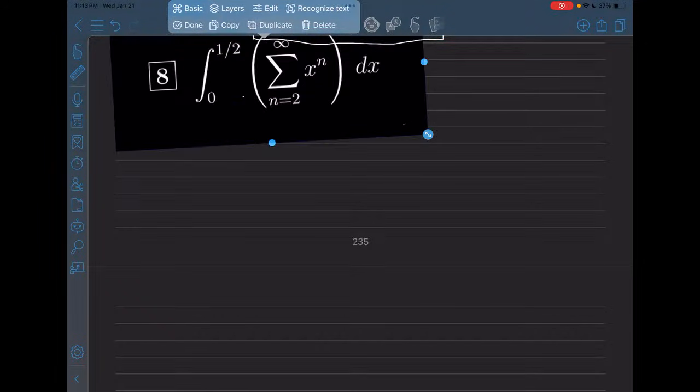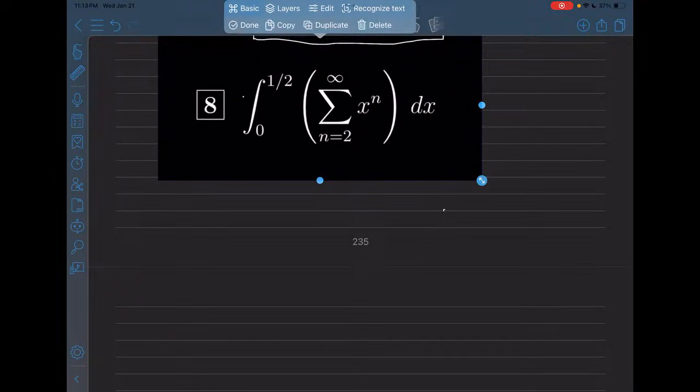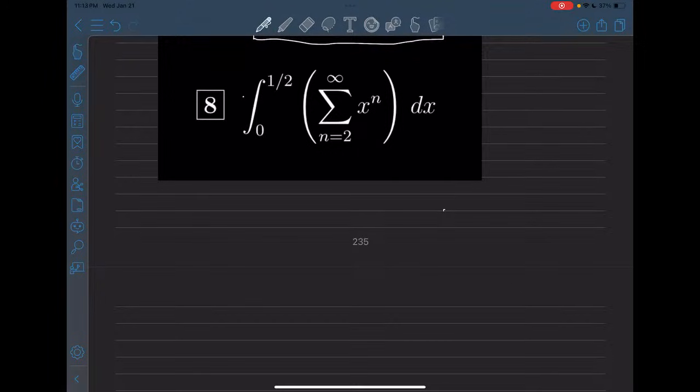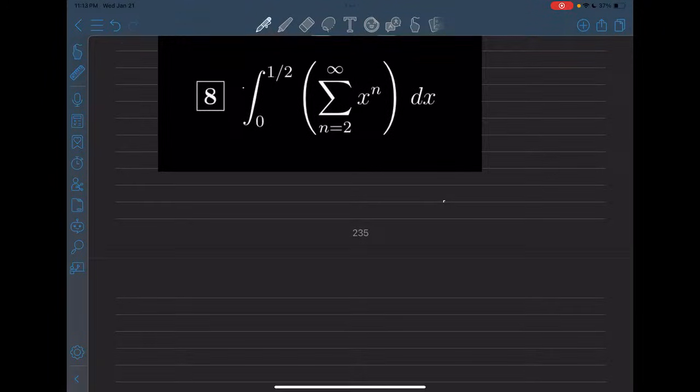Okay guys, so think about this problem. How should I approach it? Okay, this problem seems like it's a really good problem, right? So do you guys want to do the integral first or sum first? What should we really do?